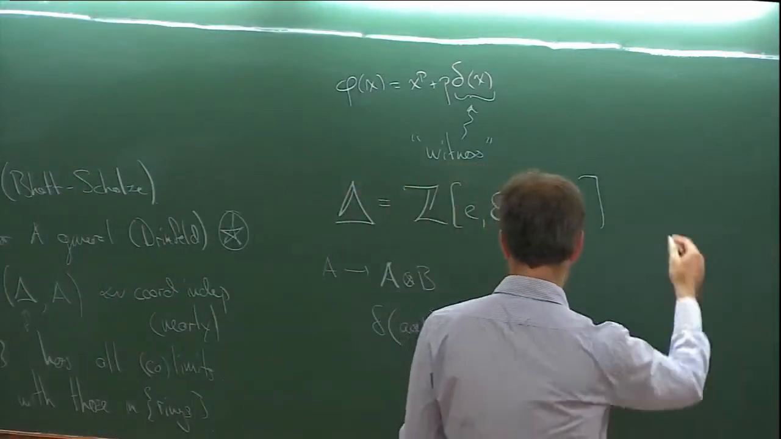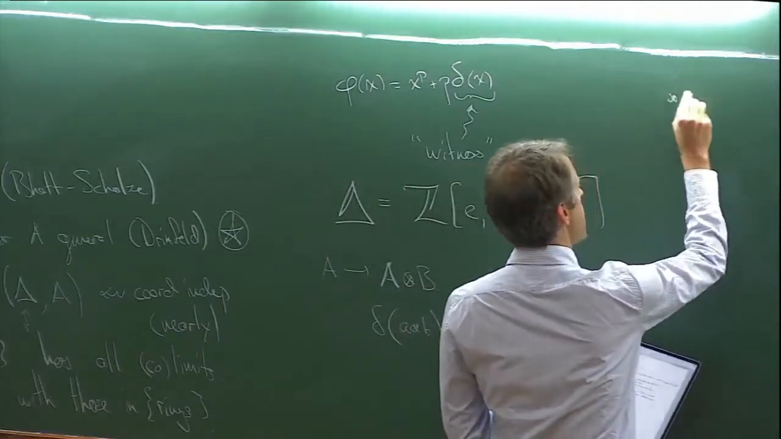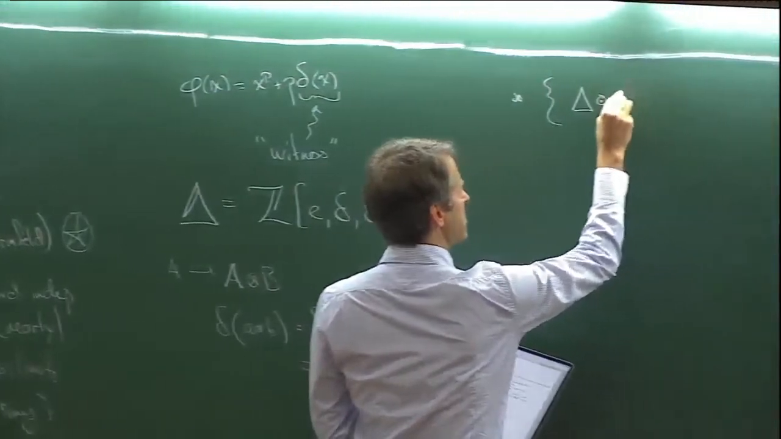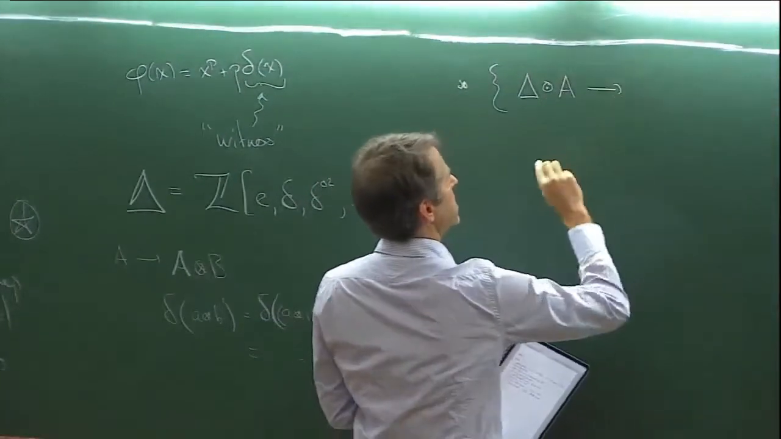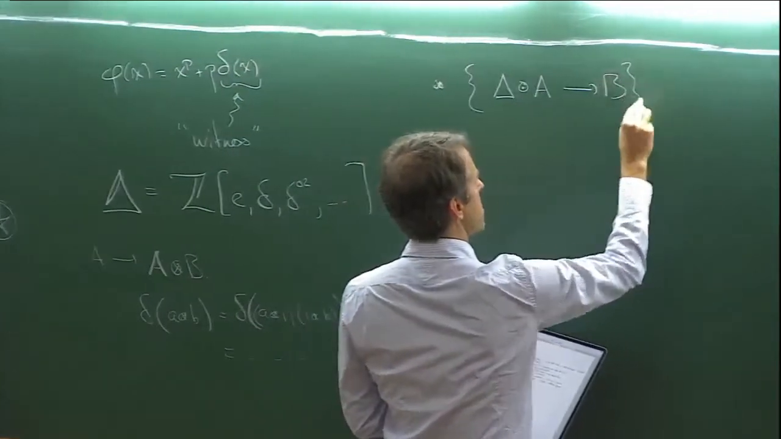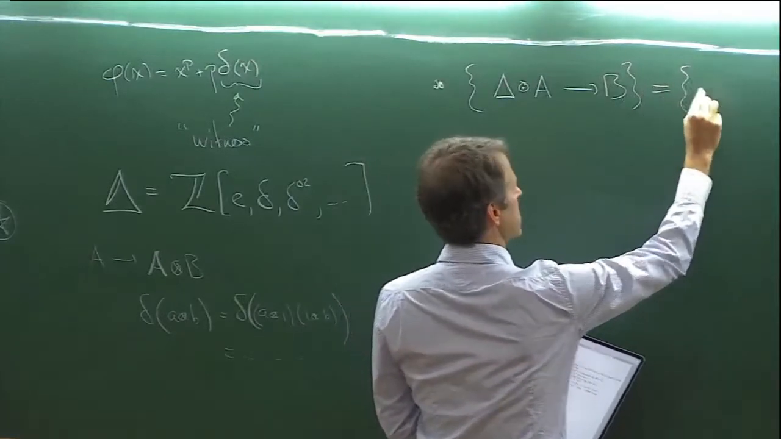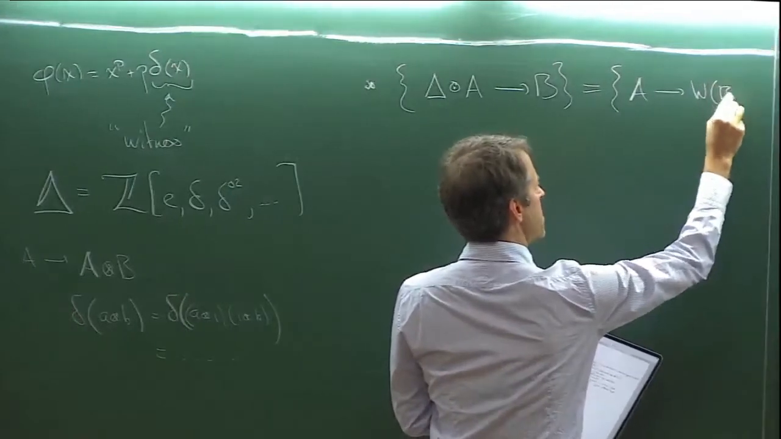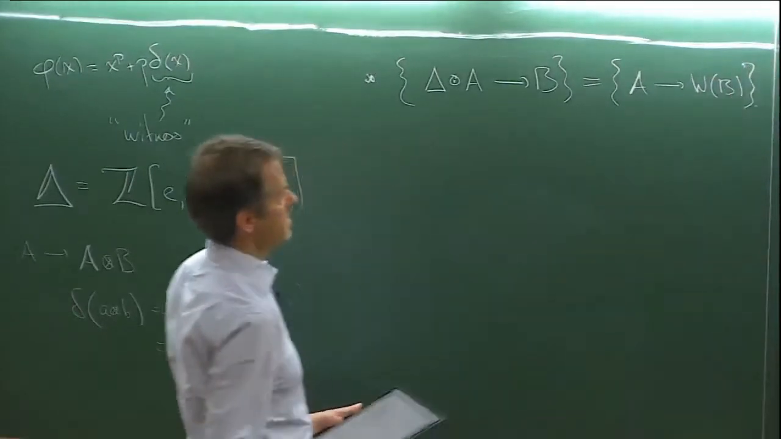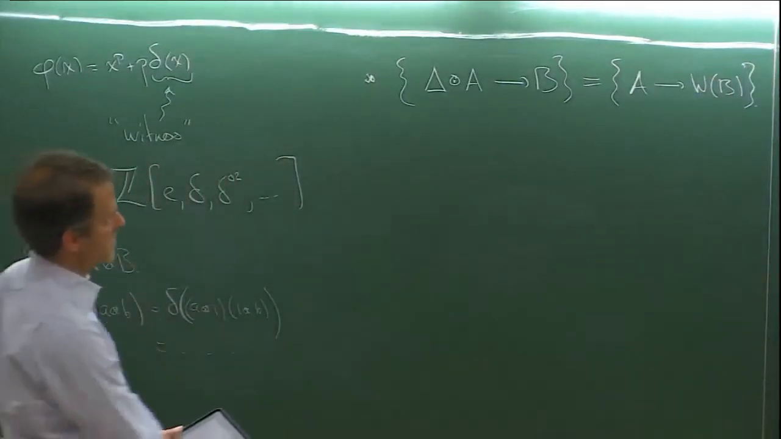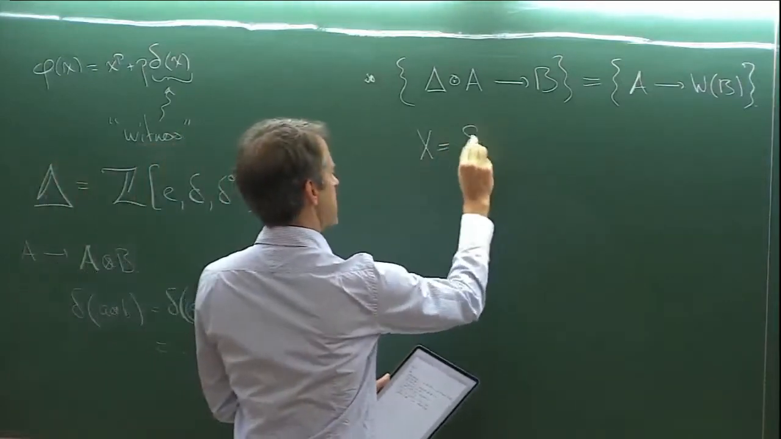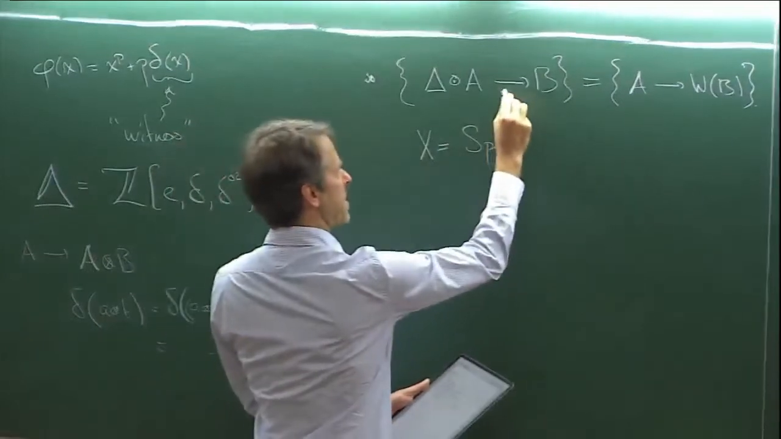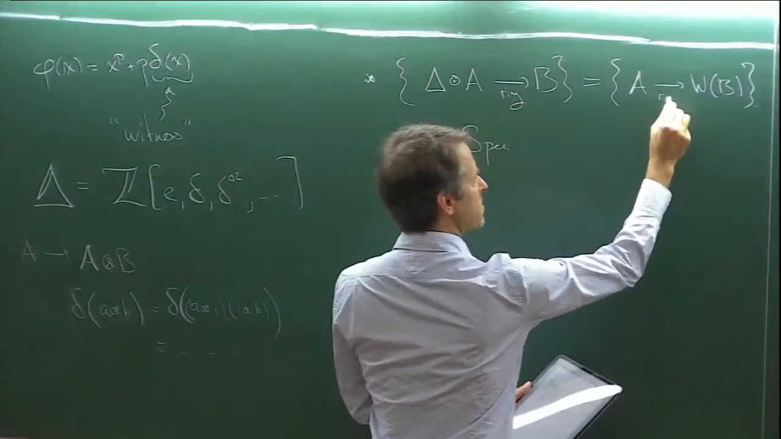And the final comment I wanted to make is that you can show that the set of ring homomorphisms from the delta ring freely generated by a ring A to another ring B is naturally in bijection to the set of ring homomorphisms from A to the Witt vectors of B. So I only mention this, so there are no delta rings in this. These are both sets of ring homomorphisms.